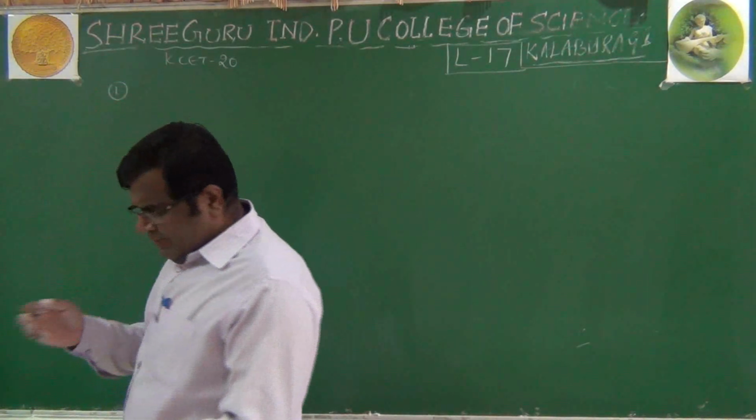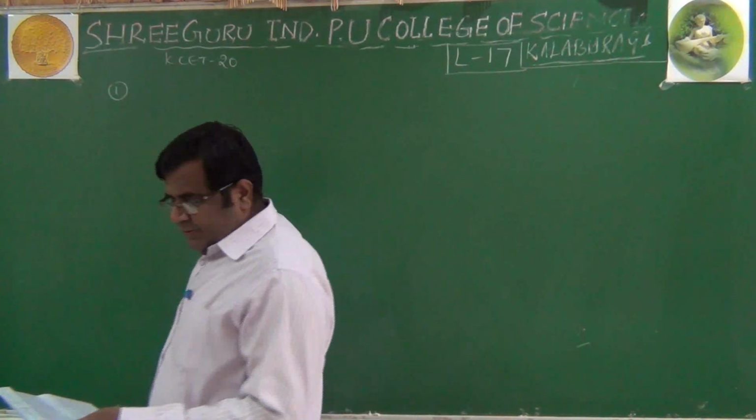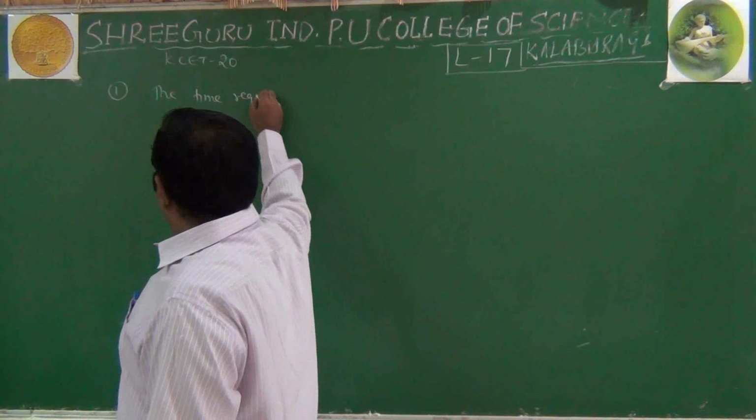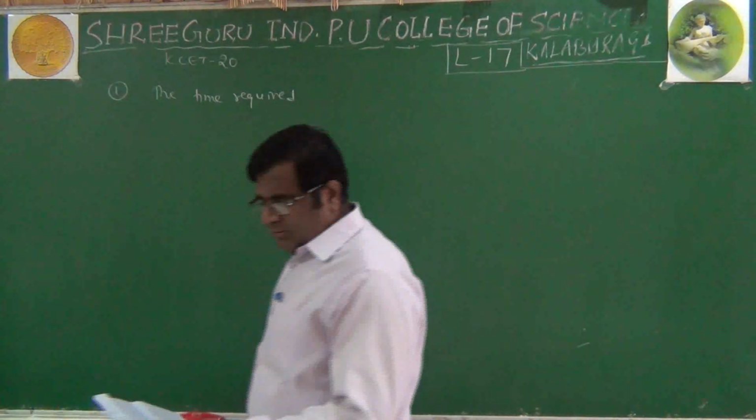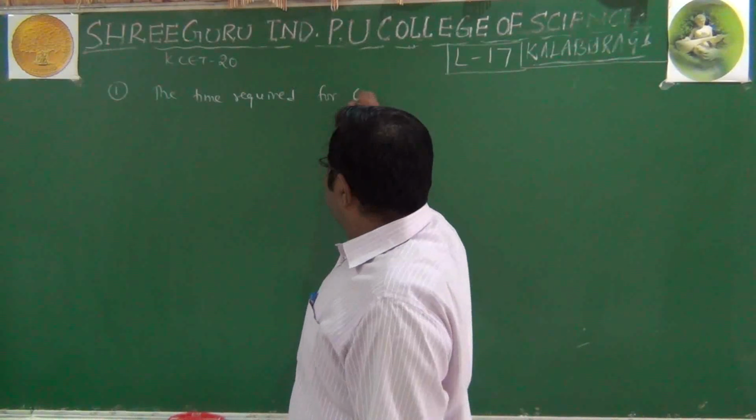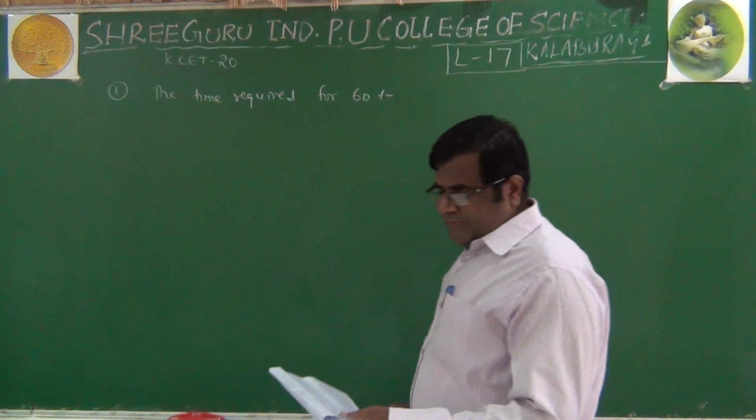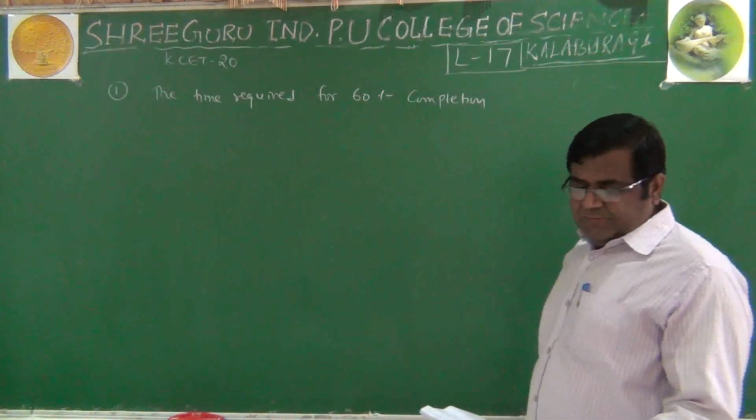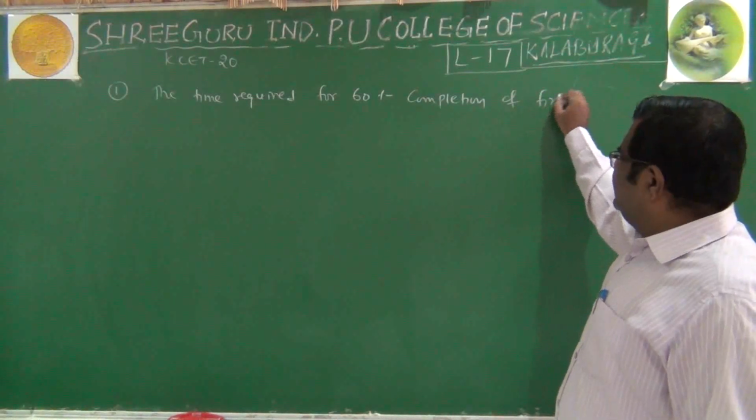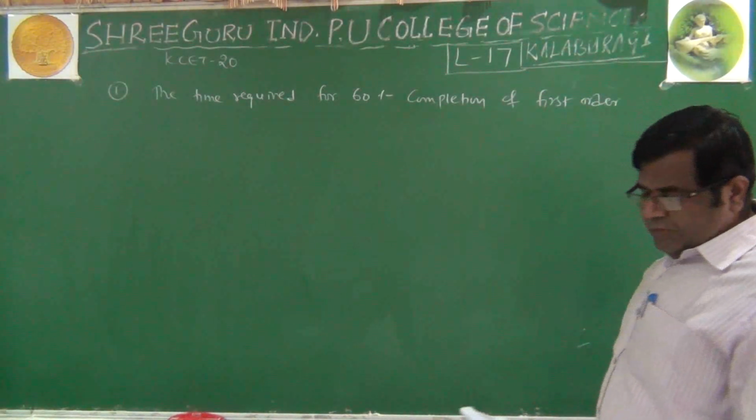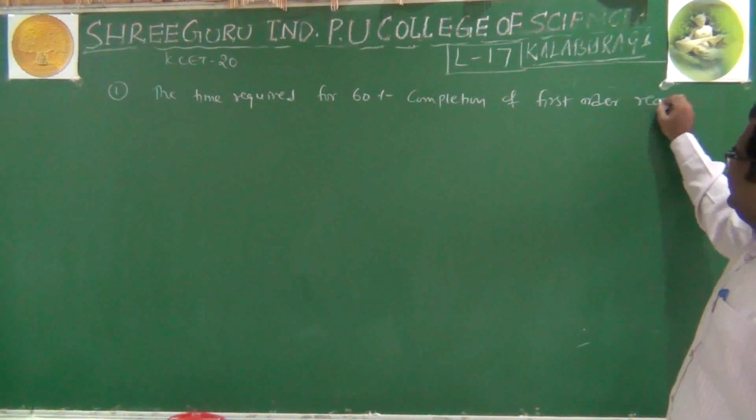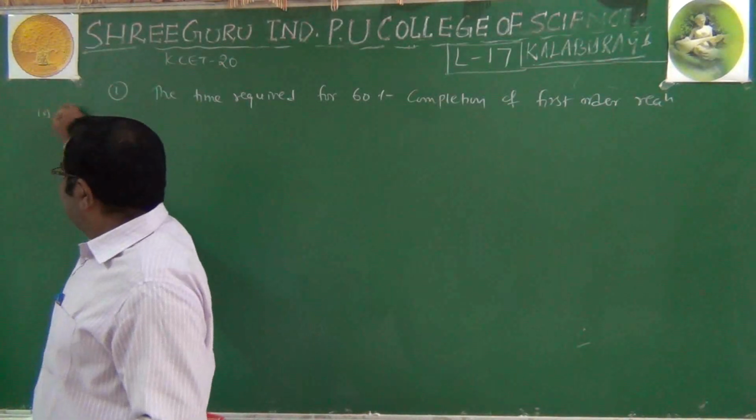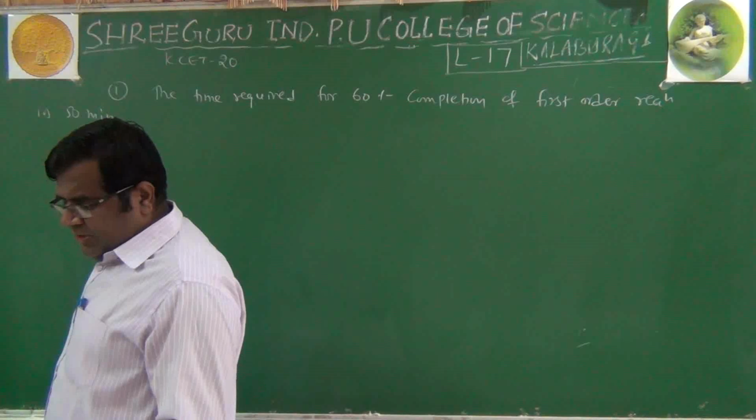This is a numerical based question, so I will just write that question. The time required for 60% completion of a first order reaction is 50 minutes.